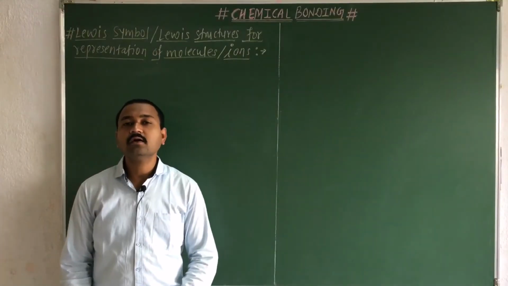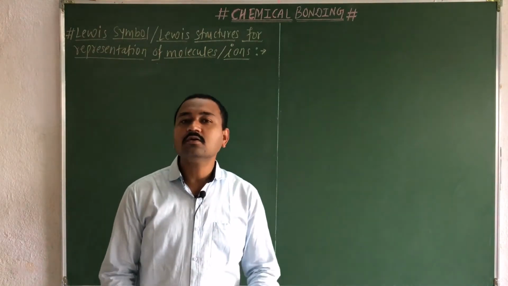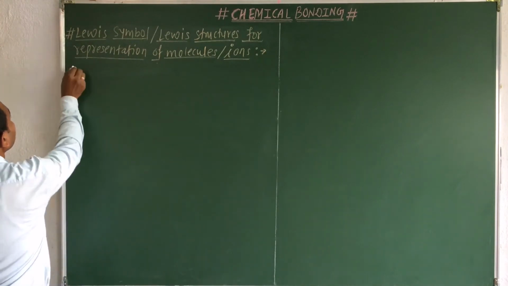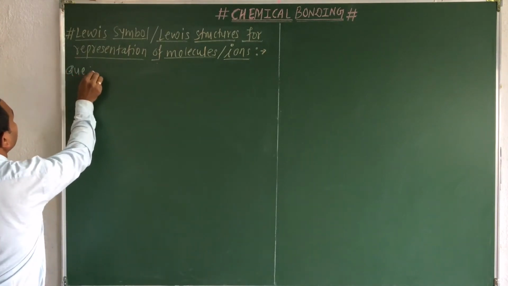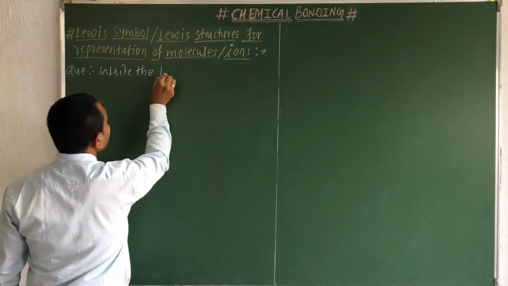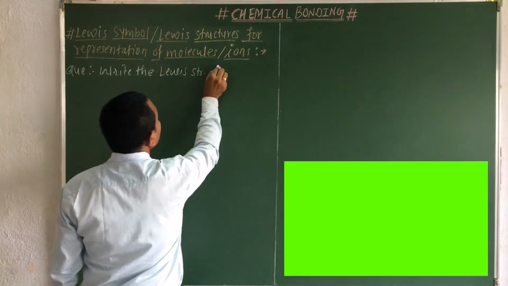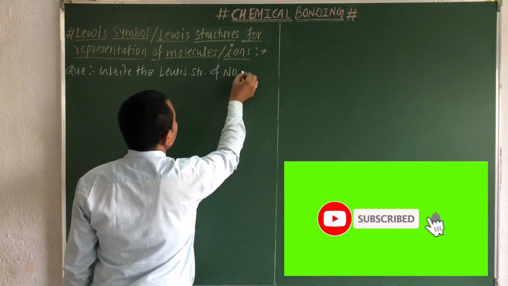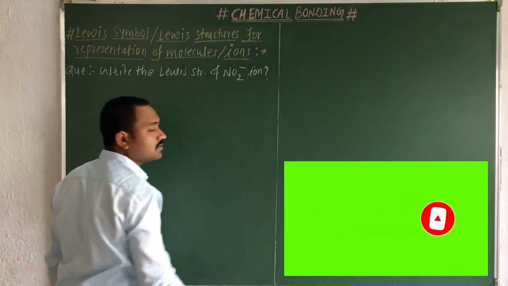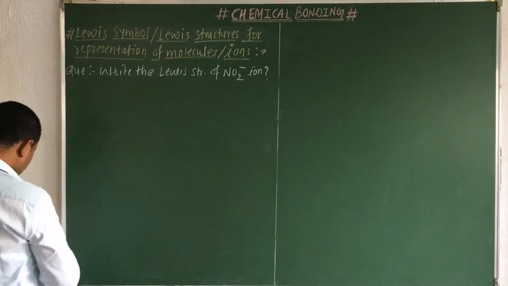Now let us apply these steps to an example, so we can draw the Lewis structure for molecules or ions. Here the question may be asked like this: write the Lewis structure of NO2 minus ion. So we have to apply our steps. Let us consider step first.